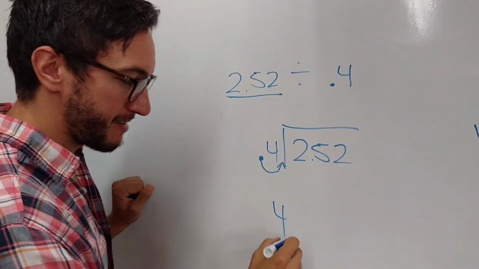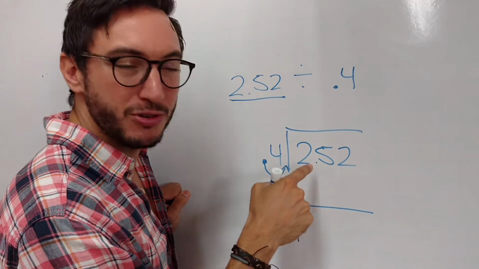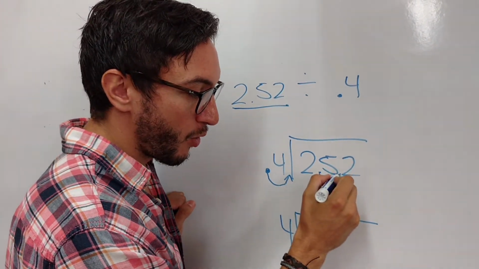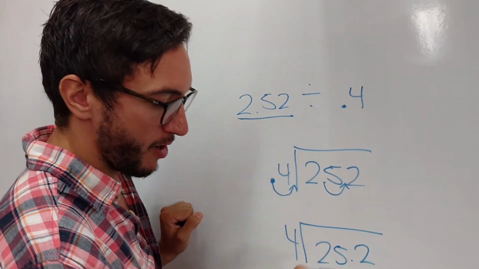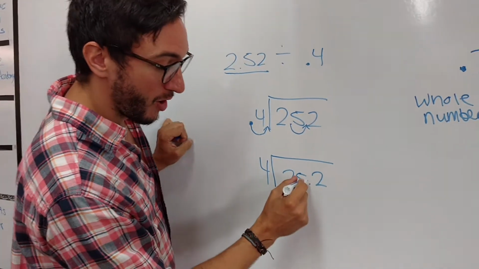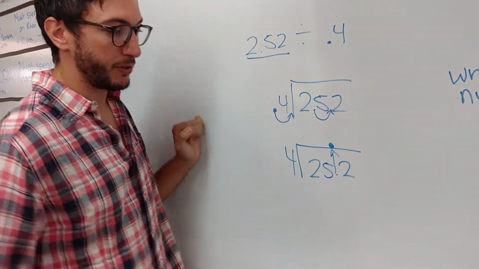4 is on the outside. Whatever I do to this outside number, I must do to this inside one. Moved it one time here, so I'm going to move it one time here, and I'd have 25.2. This is a whole number now. We're ready to go, but I need to do my back bite, move it straight up here, decimal's ready.